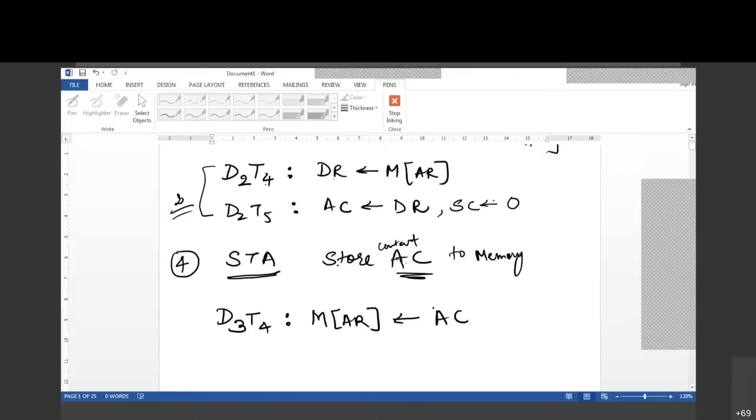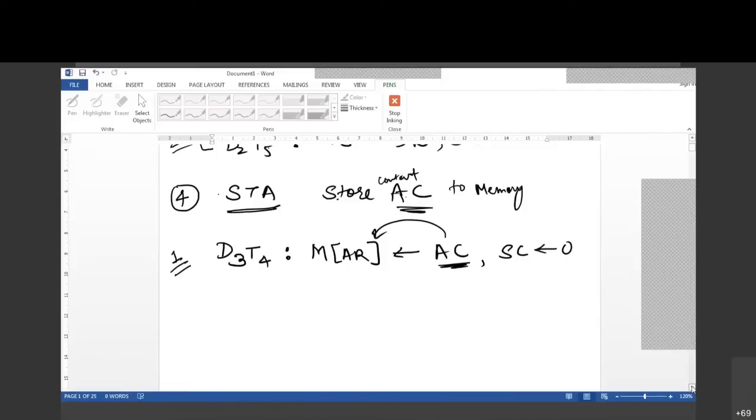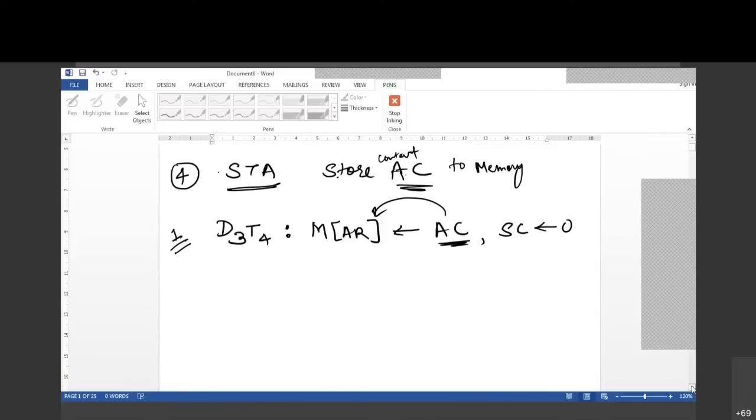Fine. मेरा काम हो गया. I stored the content of accumulator to memory and set the sequence counter to 0. So this instruction just got completed in a single timing signal T4. इसलिए वहां पे इंस्ट्रक्शन साइकिल में टाइमिंग सिग्नल स्पेसिफाई नहीं किया था. ठीक है, because some instructions take more than one timing signal to execute, some instructions take a single timing signal to execute. Okay, store accumulator clear. Directly transferring the content of AC to MAR and then set the sequence counter to 0.